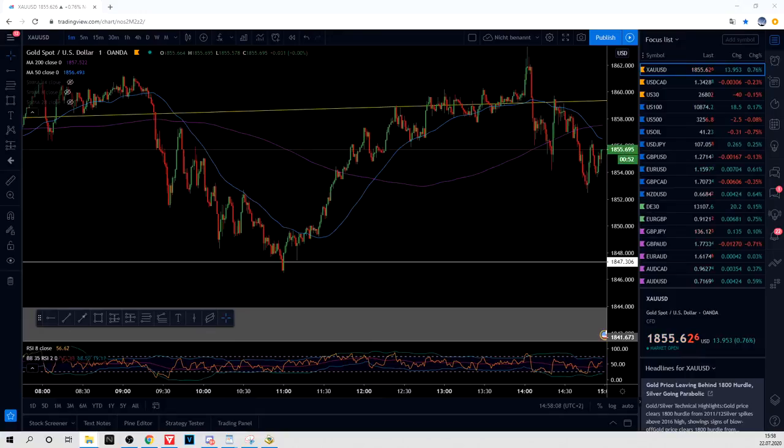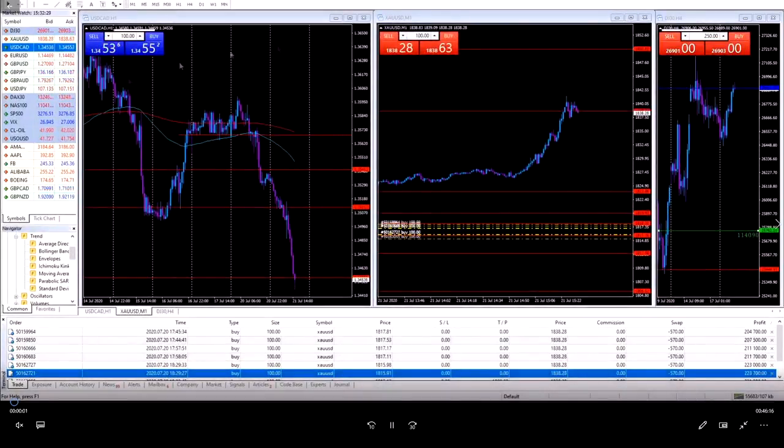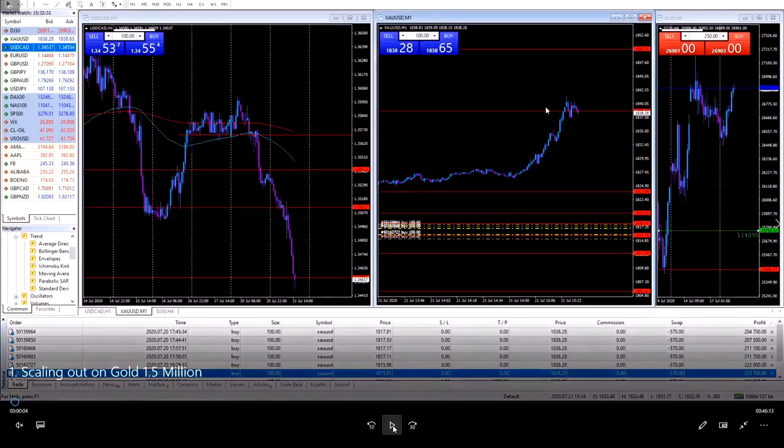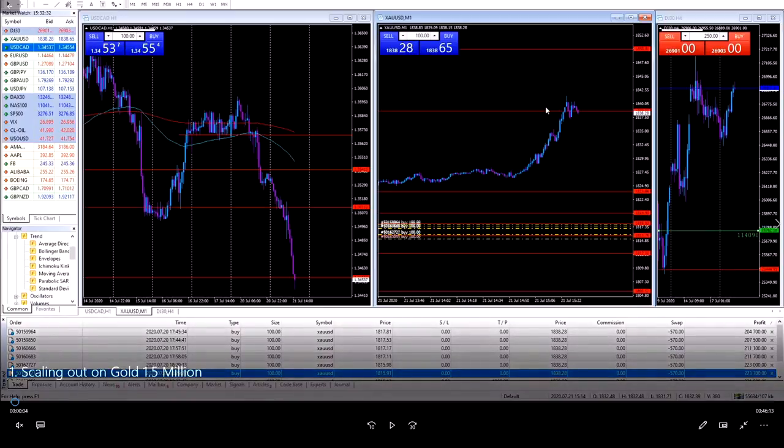I was getting the pullback move. I was getting in on the pullback move this morning when I woke up, took a small win, that I already showed you. But now let me show you how to scale out. Look, this was a gold trade that I took on Monday, and I was holding it overnight.